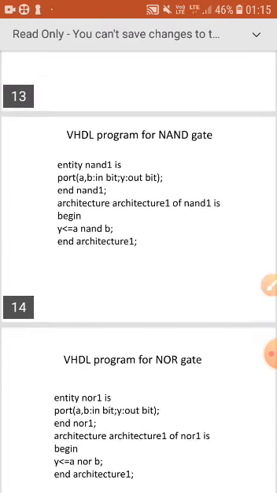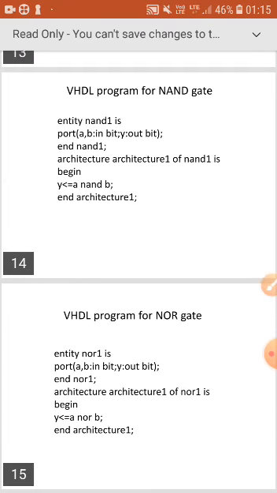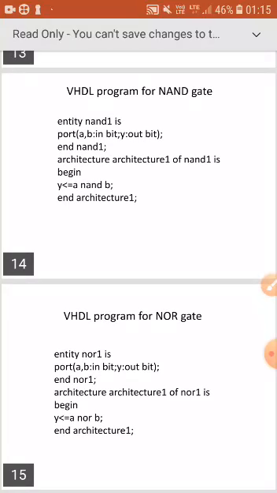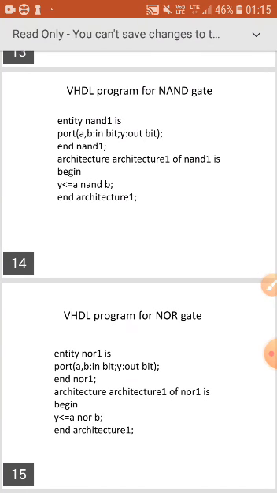So I am using mode in. A and B are binary values, so I am writing bit. Next, Y colon out bit. Y is the output, so I am using mode out. Y is a binary value, so here I am using bit. Next, third line, end entity name. The entity name is NAND1, so end NAND1. So the entity part is over.